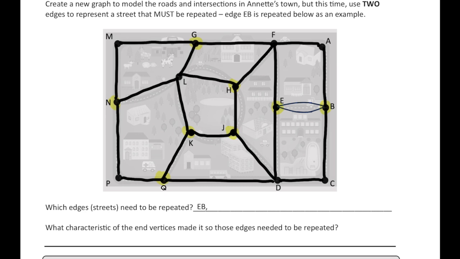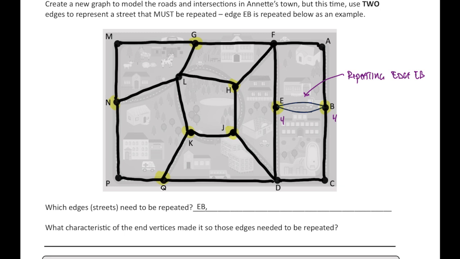What we're going to do is use a curved line to indicate I am repeating an edge, and I already have this set up with edge EB as an example. Before, we had one edge connecting E to B. They're both odd because we each have 3 edges coming out. You can see I've added an additional one. This represents a repetition. So we are repeating that edge. What that does now is if we count the number of edges coming out of B or E, we've got 4. By repeating that edge, we've added 1 to each of those vertices and made them even vertices.